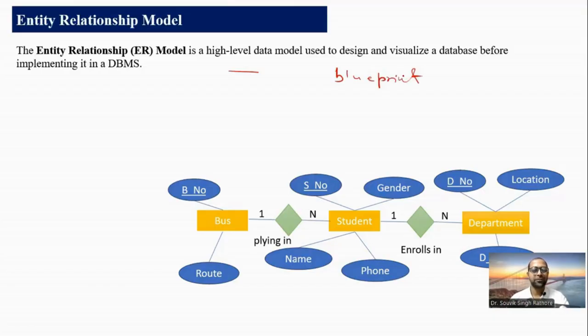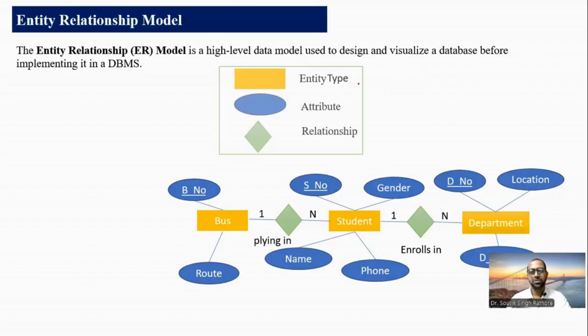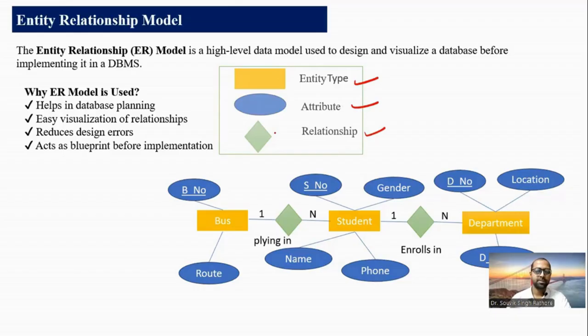You can think of it just like an architect. Before constructing a building, what does an architect do? The architect first prepares a blueprint of the building. Similarly, before creating a database, the database designers prepare an ER diagram. So the ER model is basically a planning tool. There are three major components, entity types, attributes, and relationships, that make up the ER diagram.